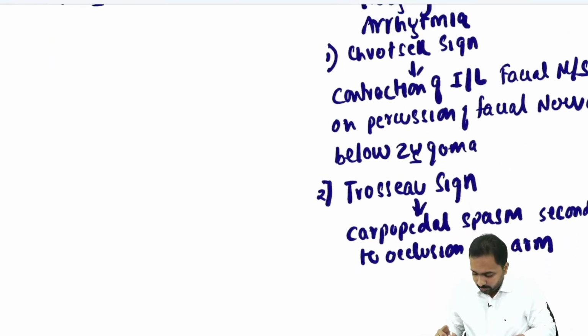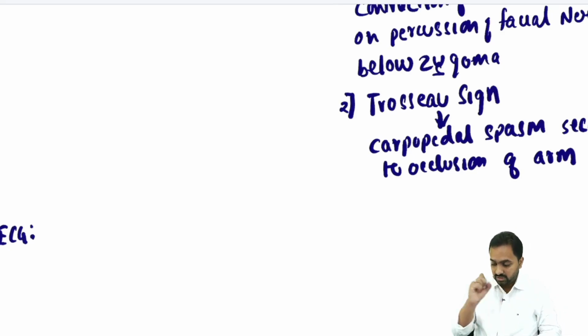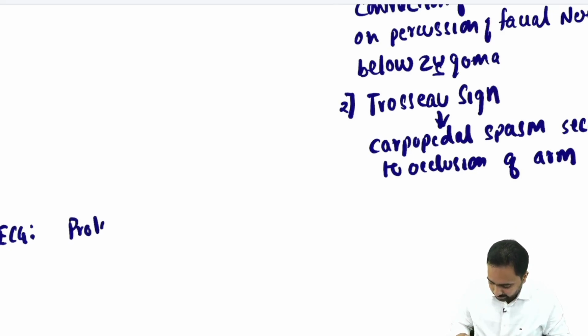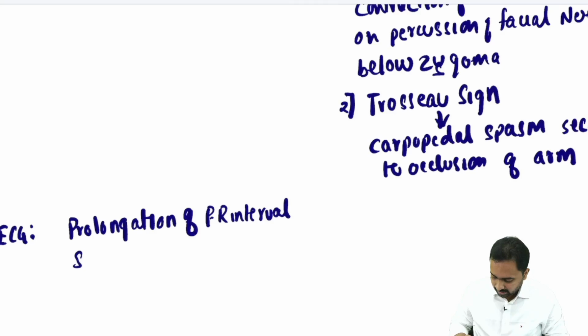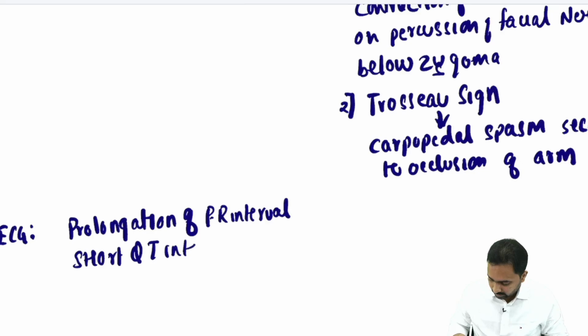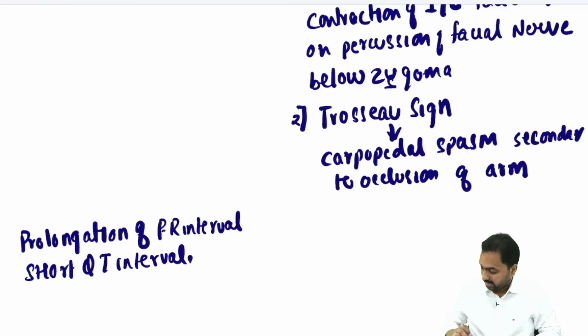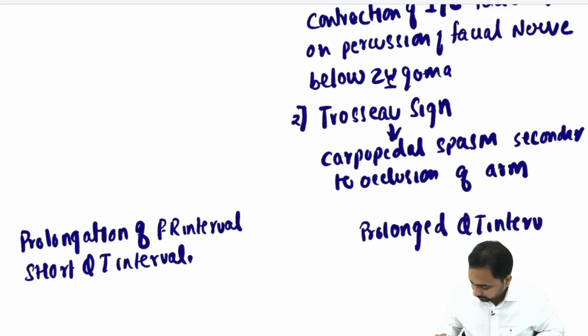Now, the next important findings to be discussed would be in respect to the ECG. In case of hypercalcemia, there is prolongation of PR interval and there would be short QT interval, right? And in case of hypocalcemia, there would be prolonged QT interval.